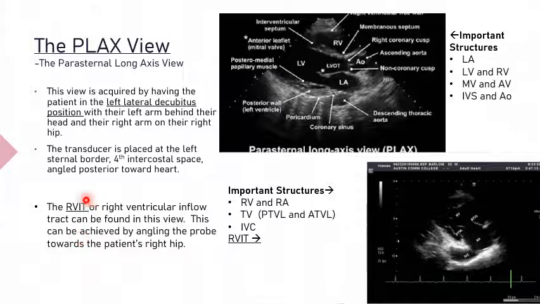And then we have the right ventricle inflow tract, and you can get this by having the patient lay in the same position, but you'll angle the probe towards their right hip. And this is an example of that here. And you can see the right atrium, right ventricle, the tricuspid valve leaflets here, anterior and posterior, and the IVC.